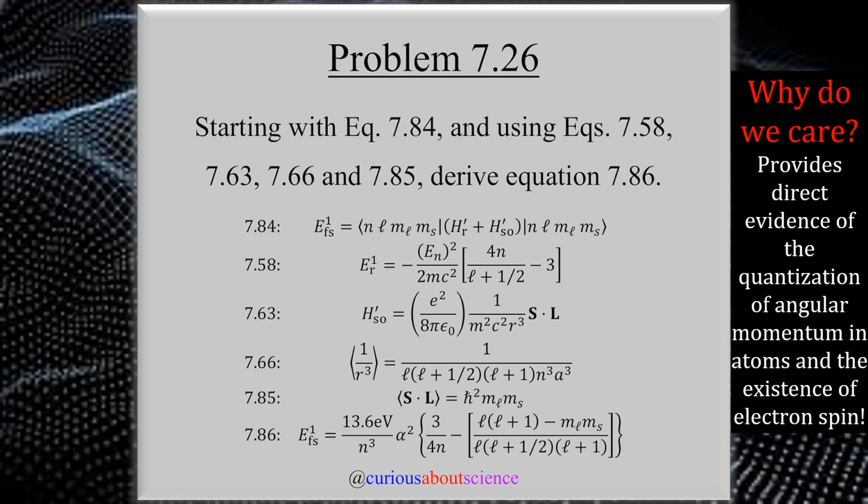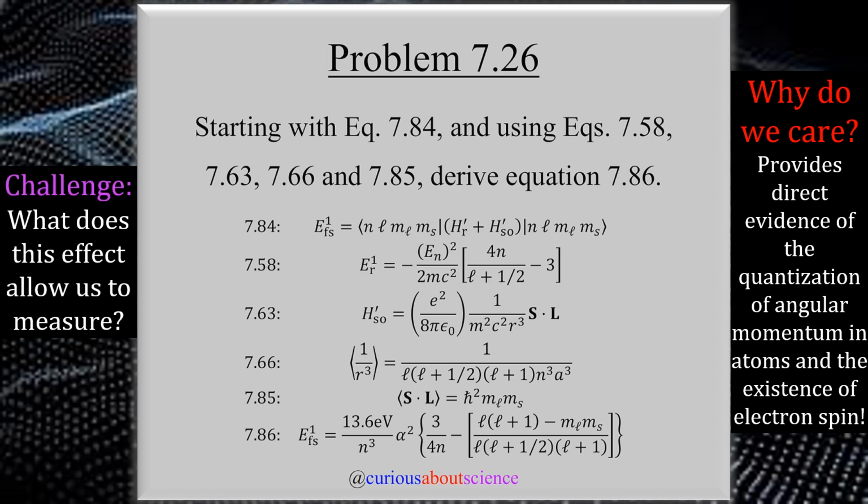Okay, so again, why is this important? Well, this provides the direct evidence of the quantization of angular momentum in atoms and the existence of electron spin, much like we talked about last time. So, like last time, what other effects does this allow us to measure?